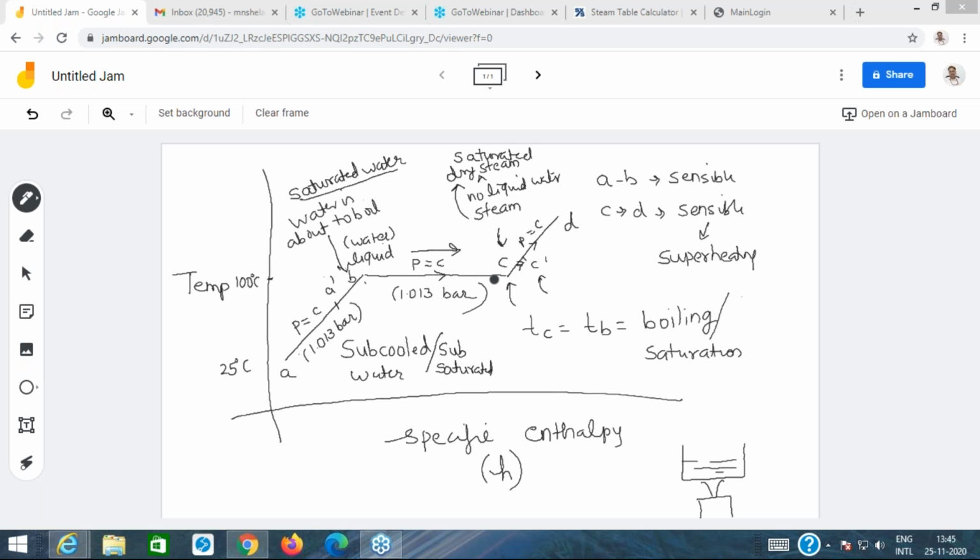So now I have introduced to you three terms. One is called subcooled water or subsaturated water. What is subcooled water or subsaturated water? Krushali, yeah, Gunjan, you are right. What is subcooled water? Krushali, Yash More, Yuvraj Singh.